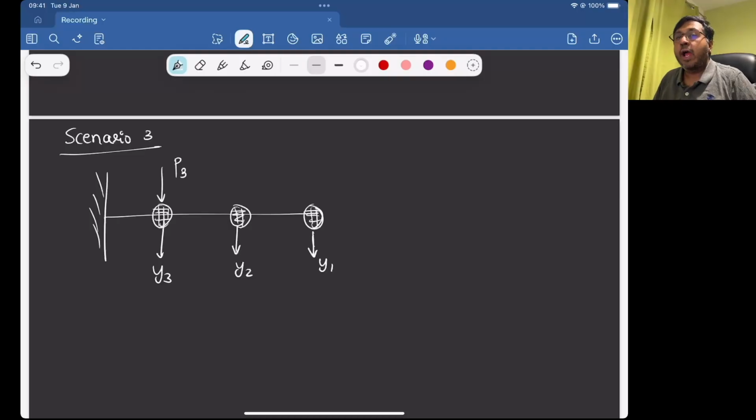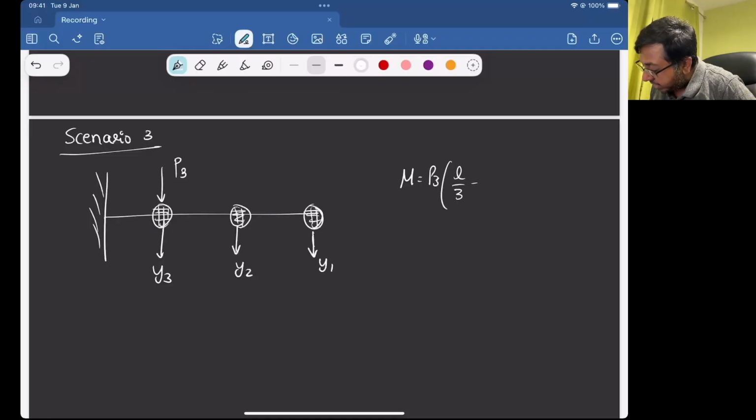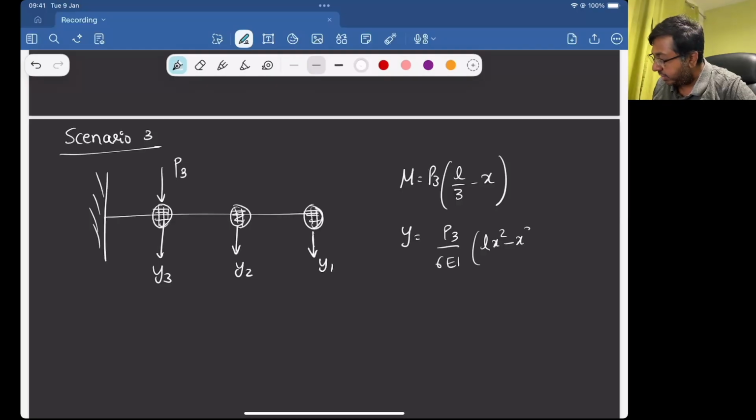Very similar to what happened last time, our moment needs to be rewritten as P3 into L by 3 minus x. So as you can see, it's the same thing as what we did in P2: everything to the left of this load, between the load and the hub, is where you might have a moment. On the right side of it, you don't really have a moment acting. So we need to be careful, like previously, in order to calculate it. Or you can get y equal to P3 over 6EI into Lx square minus x cube.